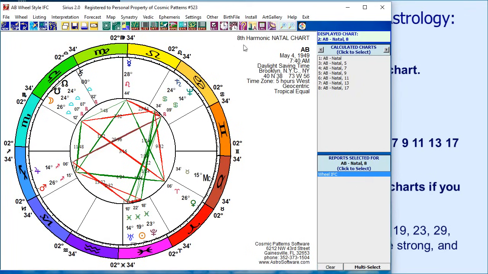The 8th harmonic is the basic driving force of the chart. It appears as a very strong grand trine. How do I know it's strong? Because the lines are thick. I don't even have to look at what the orbs are. The lines are thick. It means it's strong. She's an extremely Mercury, Venus, Mars person.